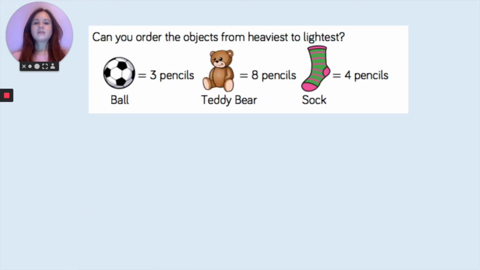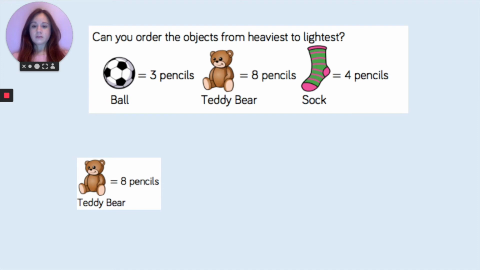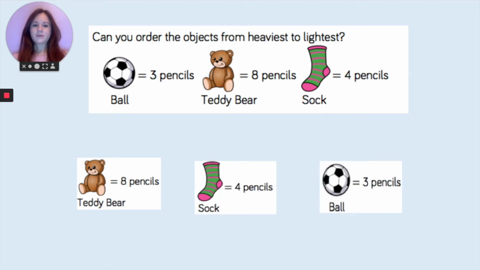Can you order the objects from heaviest to lightest? We have a ball which weighs 3 pencils, a teddy bear which weighs 8 pencils, and a sock which weighs 4 pencils. Now we need to see which one is the heaviest. We can see that the teddy bear weighs 8 pencils, which is more than 4 and more than 3. So first it would be the teddy bear. Next we have the ball which weighs 3 pencils, or the sock which weighs 4 pencils. So 4 is more than 3, so next would be the sock. And then we just have the ball left.